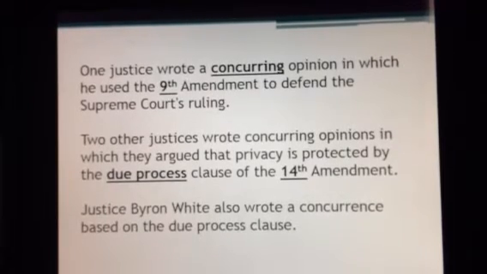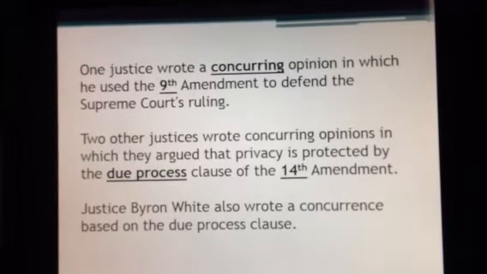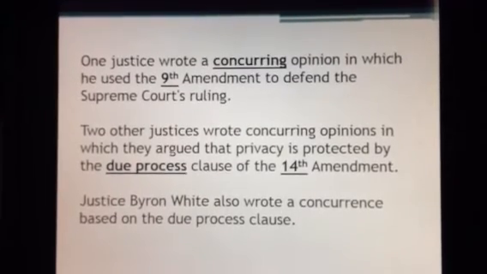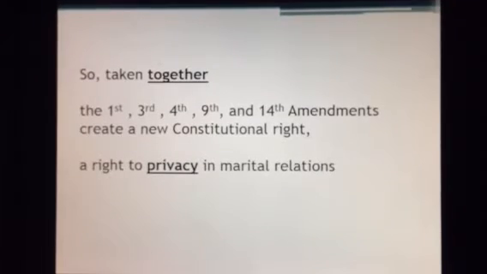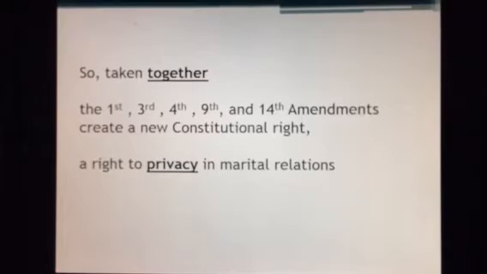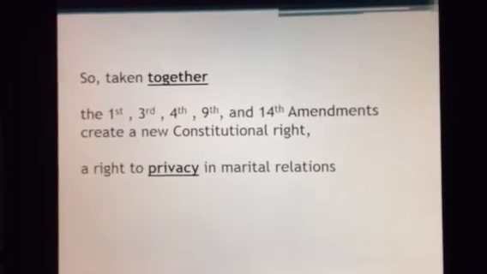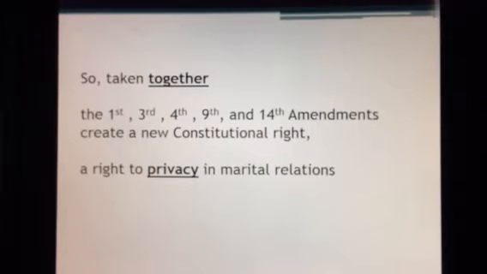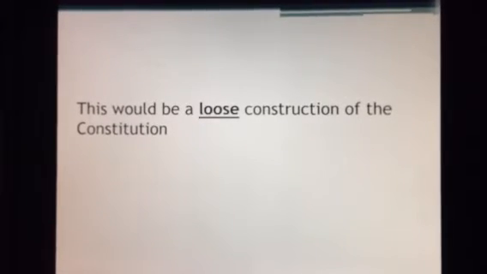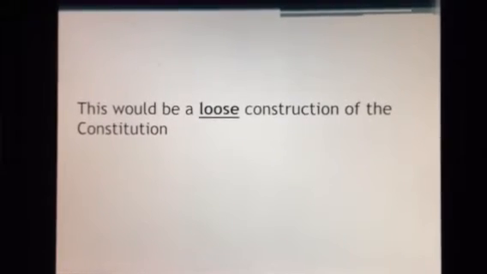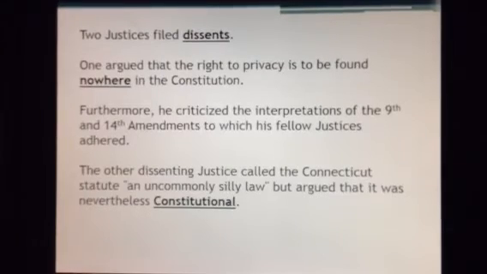Two other justices wrote concurring opinions in which they argued that privacy is protected by the Due Process Clause of the 14th Amendment. So taken together, the First, Third, Fourth, Ninth, and 14th Amendments create a new constitutional right, a right to privacy in marital relations. This would be a loose construction of the Constitution as opposed to strict.